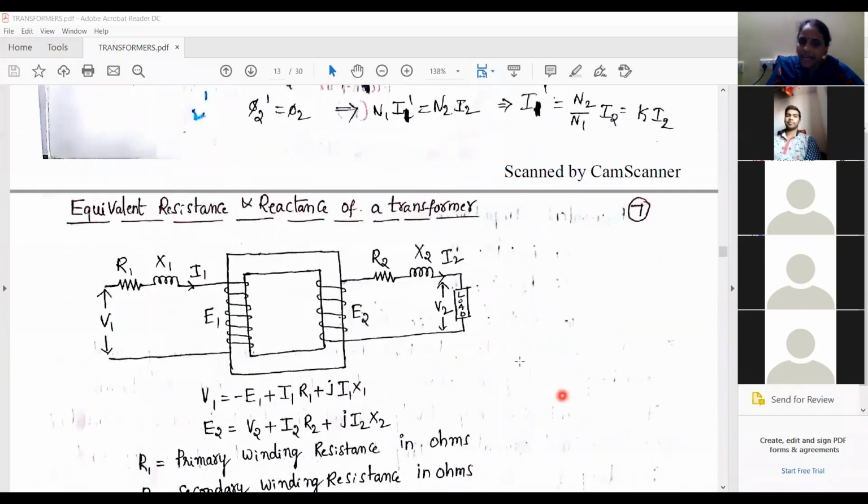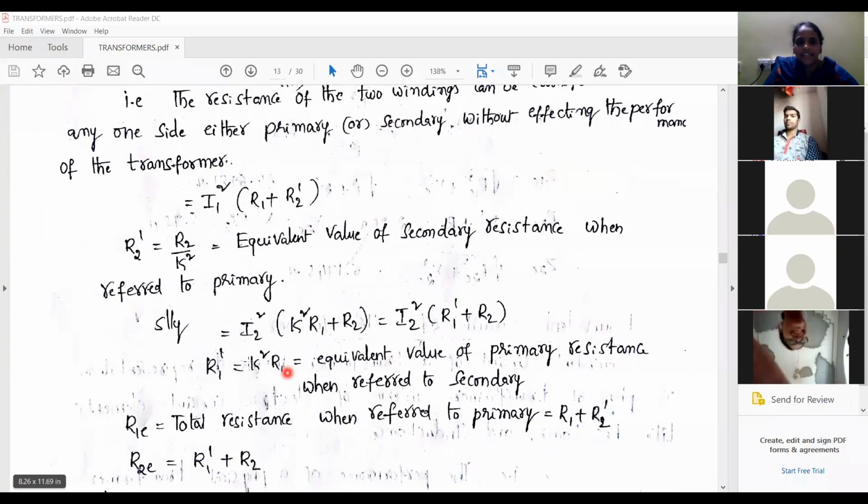Now I am transferring R2 and X2 to the primary. This becomes R2 dash and X2 dash. R2 dash is equal to R2 by K square. X2 dash is equal to X2 by K square. Is it clear? Now I want to transfer the primary parameters R1 and X1 to the secondary. They become R1 dash and X1 dash. R1 dash is equal to R1 into K square. X1 dash is equal to X1 into K square. That you need to remember.